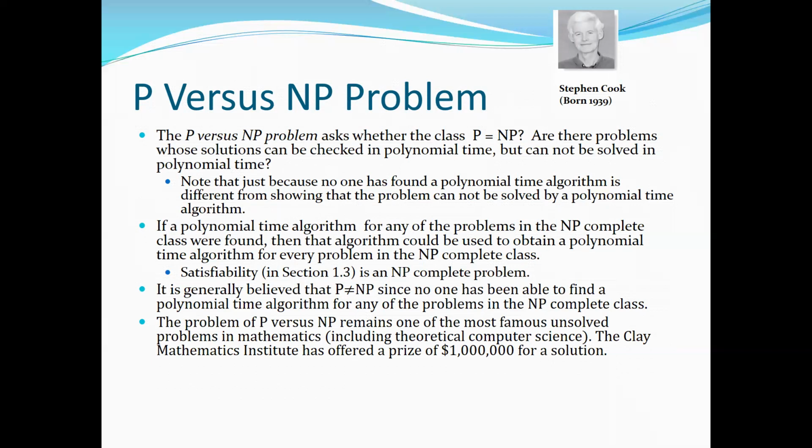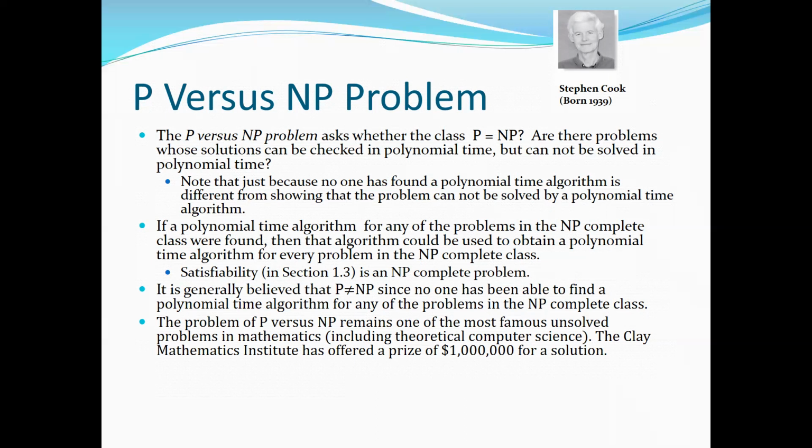Note that just because no one has found a polynomial time algorithm, that does not show that the problem cannot be solved by a polynomial time algorithm, right? If a polynomial time algorithm for any problem in the NP complete class were found, then that algorithm could be used to obtain a polynomial time algorithm for every problem in the NP complete class, right? One of the classical examples is the satisfiability problem that we saw in the first chapter.